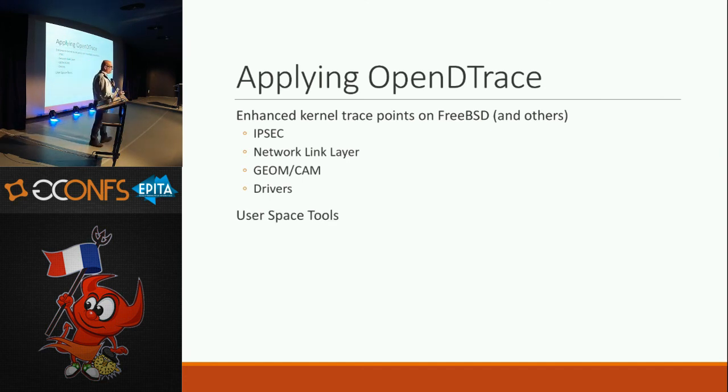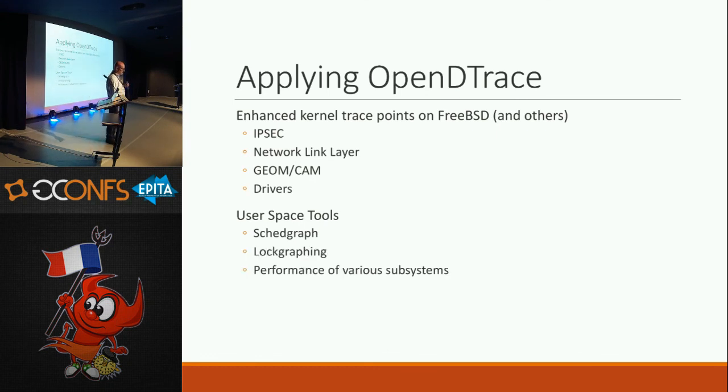More user space tools. So we talked about machine readable output. I'd like to see tools like Jeff Roberson's SchedGraph be modernized to use DTrace to pull locking information and scheduler information into, say, flame graphs or something that's more like a software oscilloscope. SchedGraph, lock graphing, looking at the performance of subsystems. Flame graphs are all the rage, so we're going to flame graph all the things.